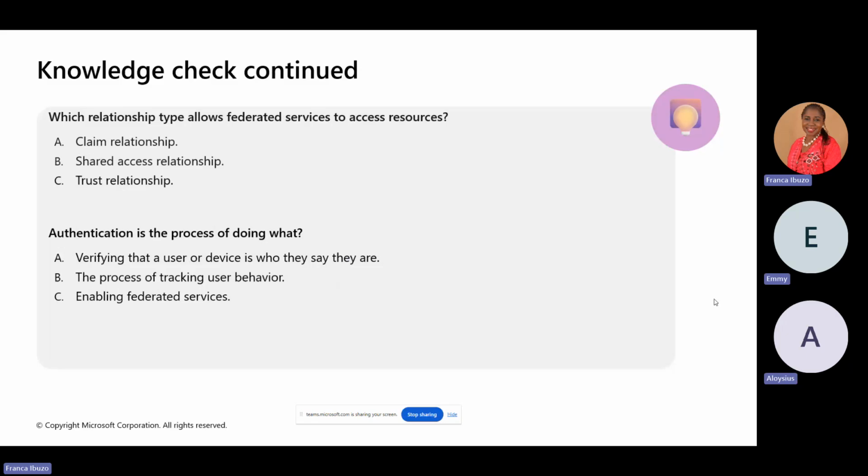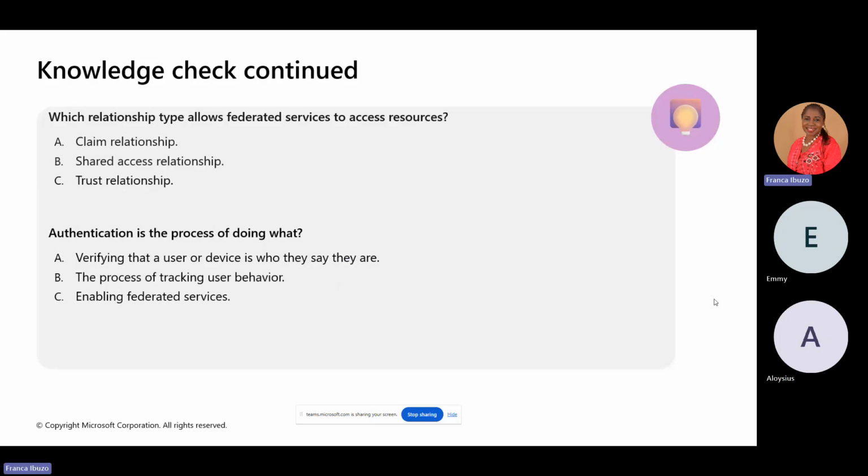Who wants to take this? I think it's B. Is it trust? No, read it first, please. Which one wants to take it? Which relationship type allows federated services to access resources? Trust relationship, because the IDP trusted the IDP to be. That is why it has to allow it to access resources. I think the correct option there is C, trust relationship.